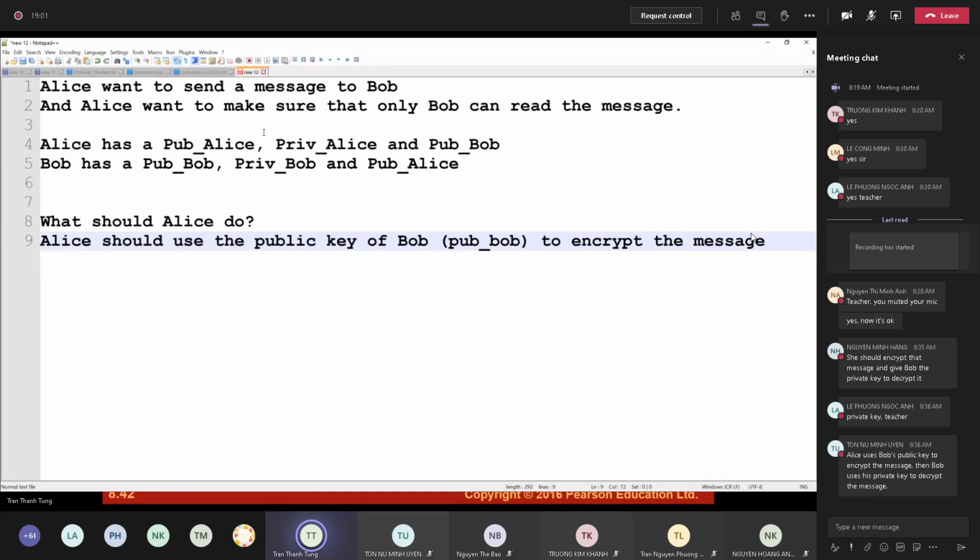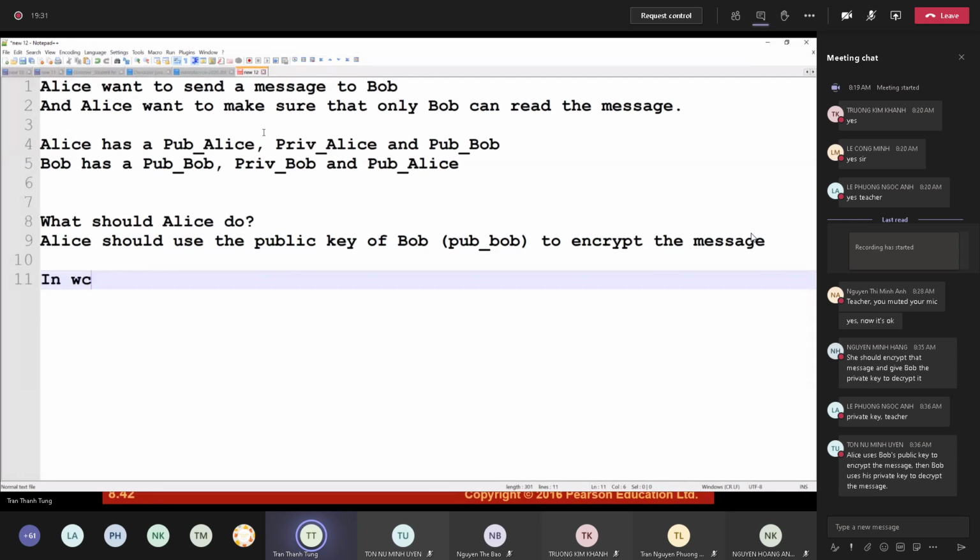On the internet connection, there are many situations. Let's think about this one. Now, do you think there is any situation in which Alice will use the private key of Alice to encrypt the message?